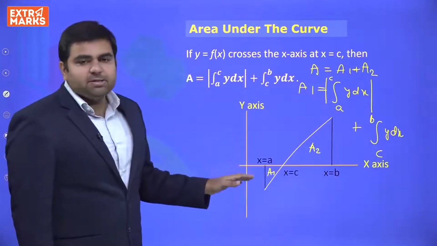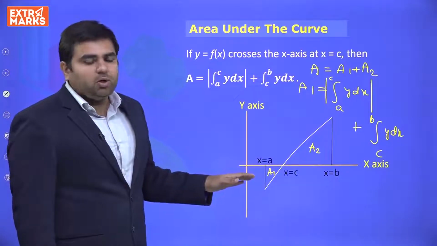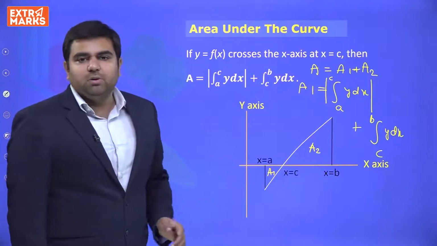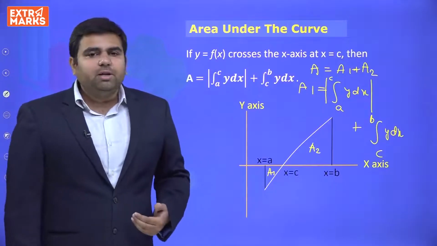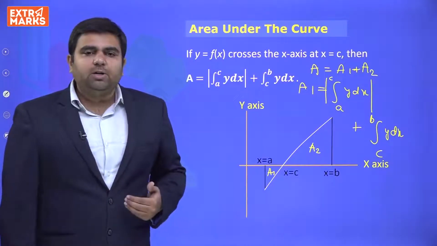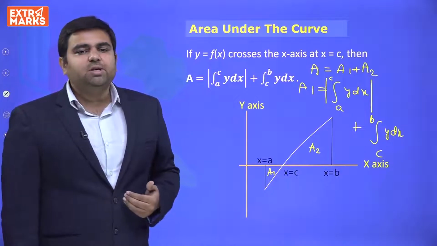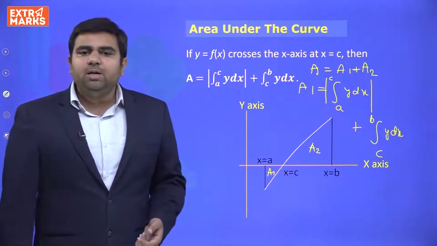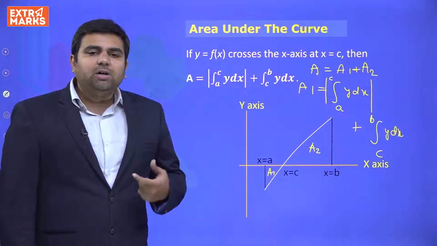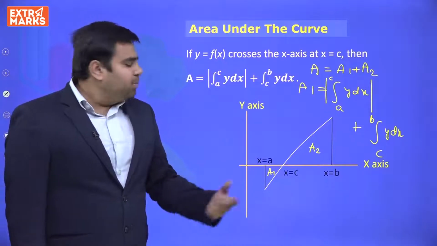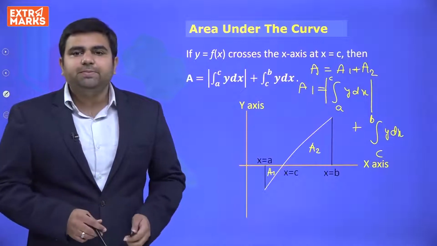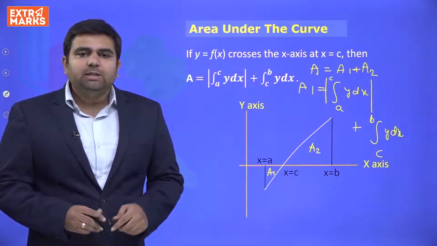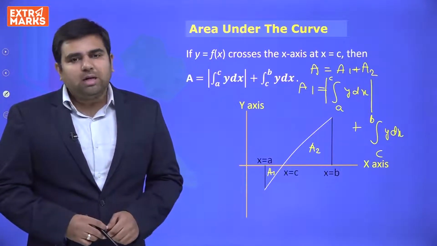But it is definitely required to place a modulus between A to C because y is negative between A to C, right? So in this way, we can find the area of a particular curve with respect to the x-axis between two fixed ordinates A and B, particularly when the curve crosses the x-axis between the two given ordinates, right? So this was the third case. I hope this case is also clear to everyone.